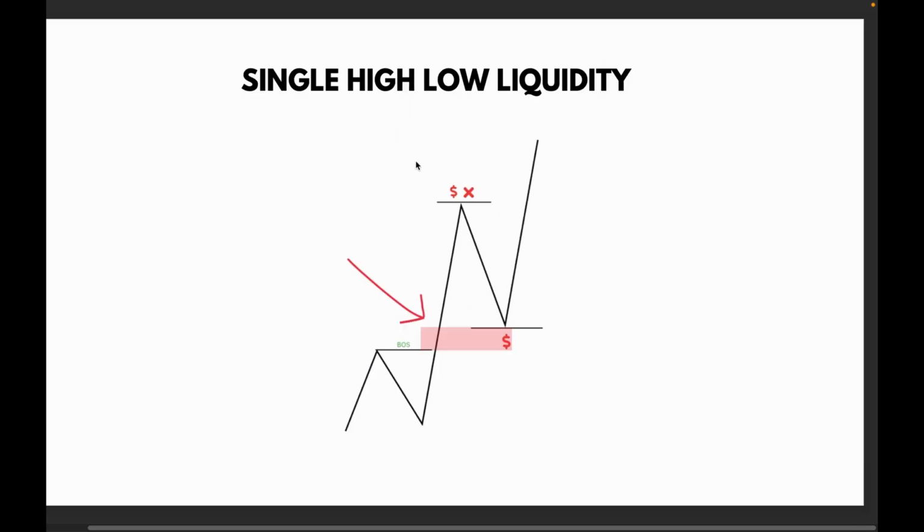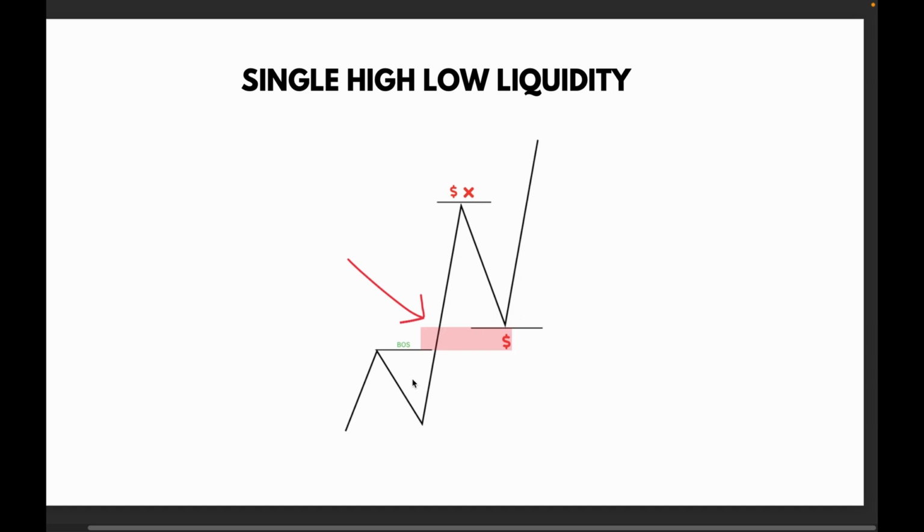Now we will see what is single high low liquidity. Basically there is liquidity above the structure over here, and there is liquidity below the structure. How do we understand there is liquidity below the structure? Many people get confused over here because there is imbalance over here. The higher low and the higher high have imbalance in between the structure, so there is liquidity below the structure.